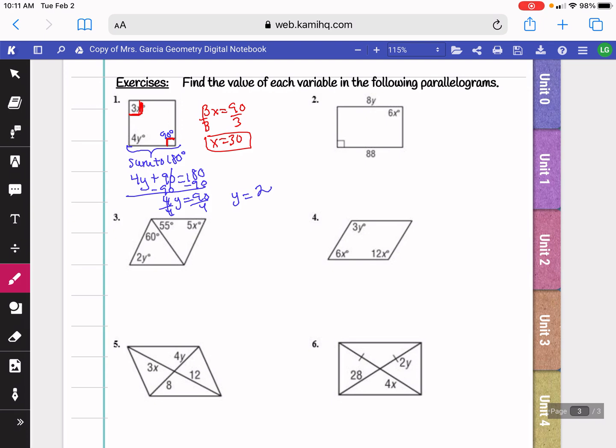So here, if I do 90 divided by 4, I get 22.5 for y.